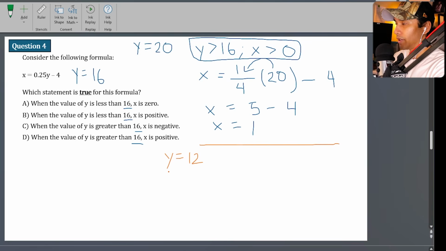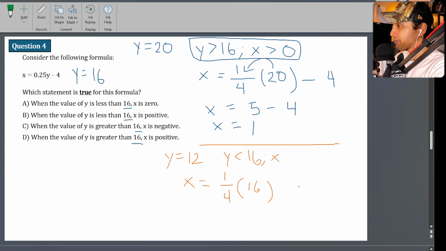Okay, so we've chosen a y value below our cutoff, and I've chosen y equaling 12 to make us get a whole number when we divide by 4. So let me show you what that looks like. Let me write the inequality down, the parts that we do have. This is y less than 16. So let's just plug it in. X equals 1/4 times 16 minus 4. Then I get x equals 16 over 4 minus 4.